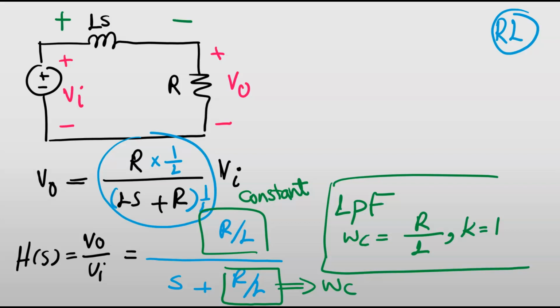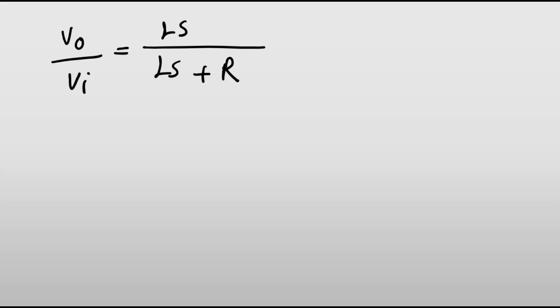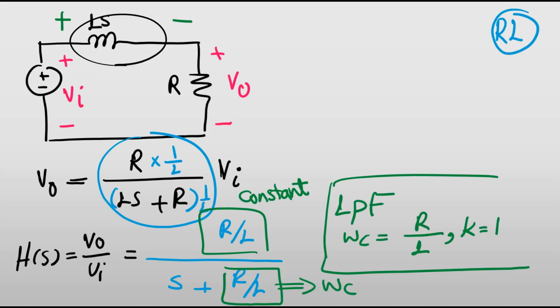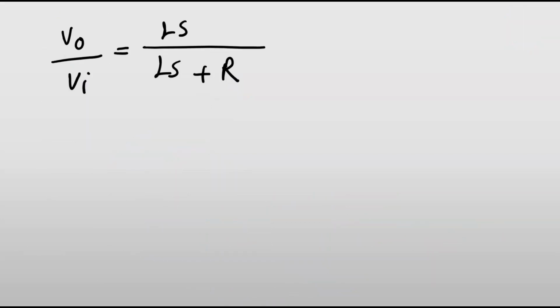If I focus on the voltage of the inductor, then I'm going to continue on the next page. What I'm going to have is VO over VI as LS divided by LS plus R. This time, because I'm focusing on this voltage, in the voltage divider I'm going to have LS over the total impedance. I need to simplify this. I have to get rid of the coefficient of S to see what my cutoff frequency is. So I'm going to multiply everything by 1 over L.